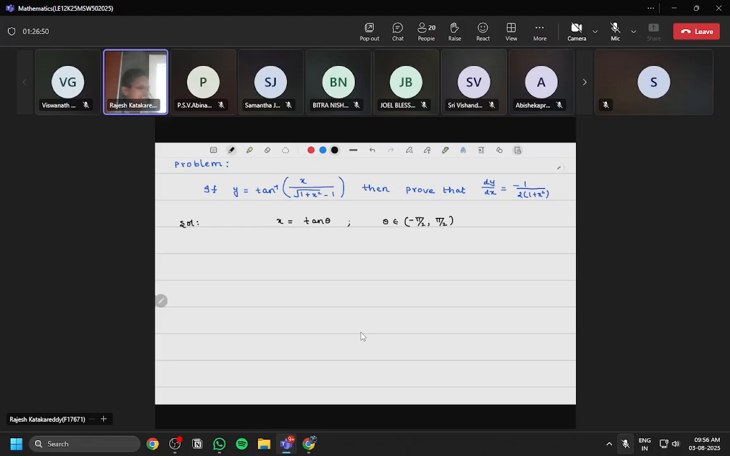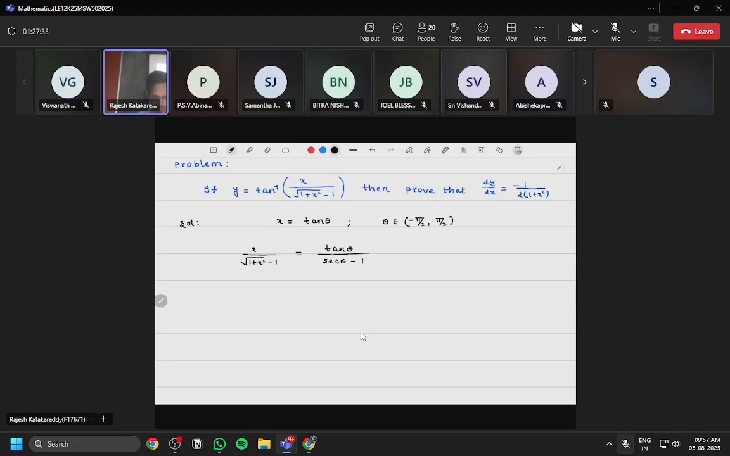Make this a habit when you are solving inverse trigonometry problems: the principal domain we'll consider. So now this becomes x divided by root of 1 plus x square minus 1. What will I get? I'll get tan theta by the square root of secant square theta. Secant square theta will be positive in the fourth quadrant and in the first quadrant as well. I can write directly secant theta minus 1.